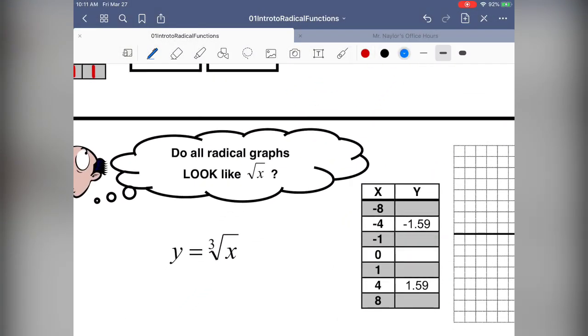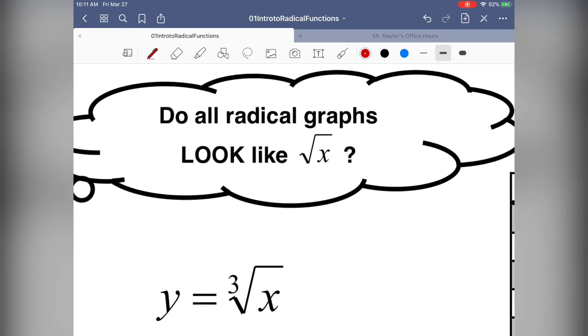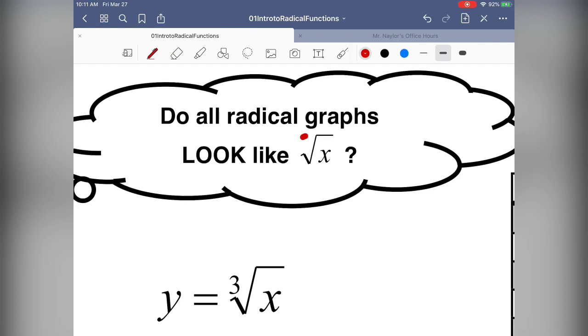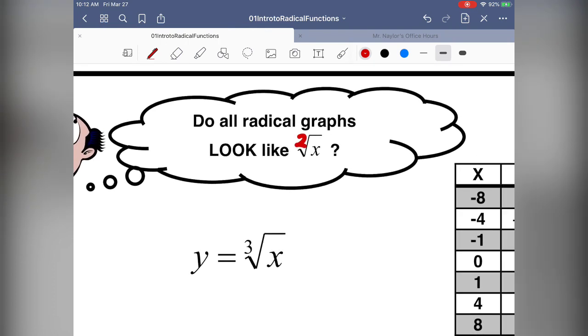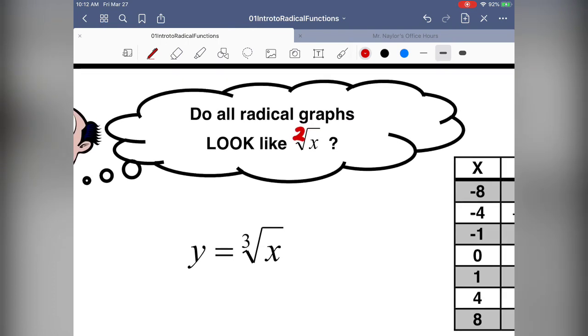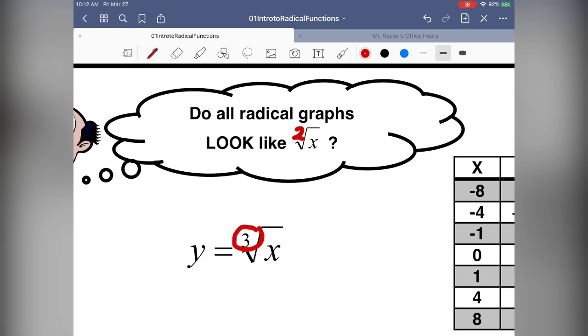Well, do all radical graphs look like the square root graph? The quick answer is it depends. What it really depends on is whether it's an even or odd root. You see, a square root is an even root. And when we think about even roots, you cannot identify the even root of a negative number. But when we look at an odd root, well, it turns out that we can.